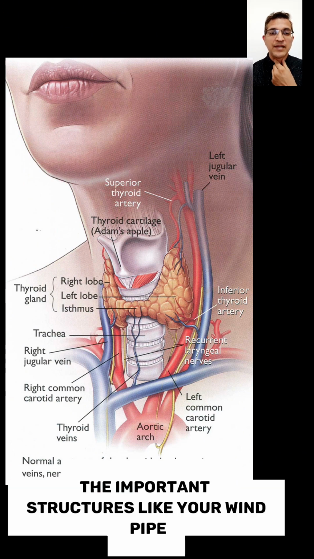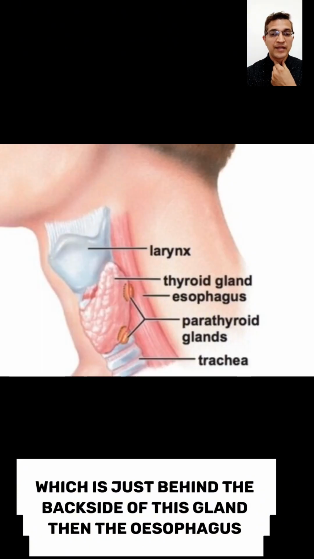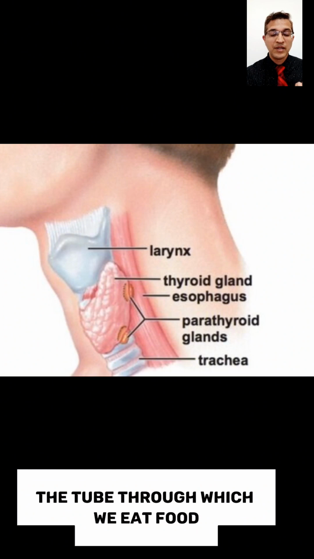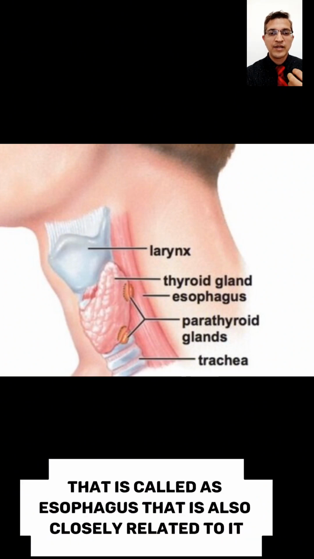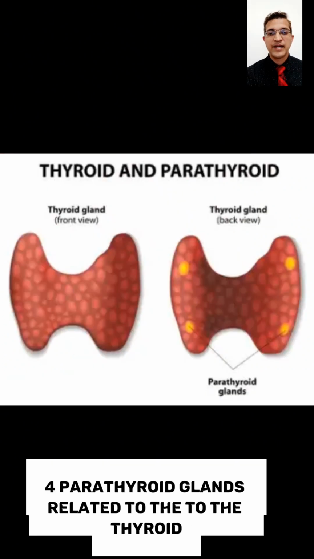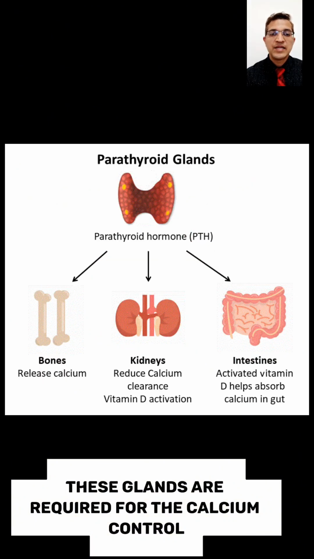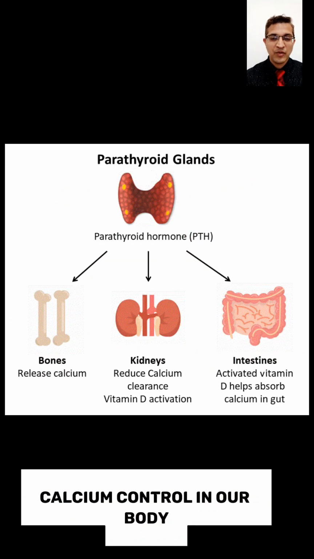The important structures include your windpipe, called the trachea, which is just behind the backside of this gland. Then the esophagus, that is your tube through which we eat food, which is also closely related to it. There are important parathyroid glands, four parathyroid glands related to the thyroid. These glands are required for calcium control in our body.